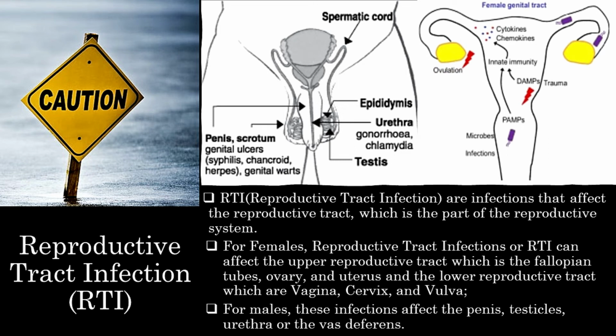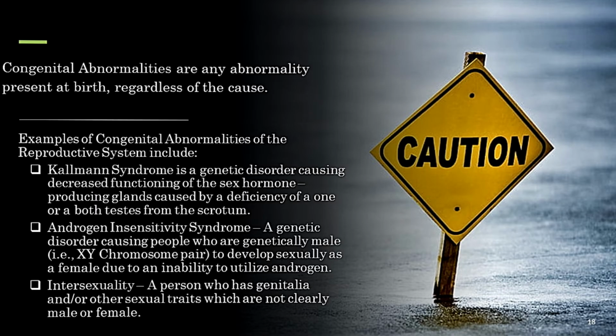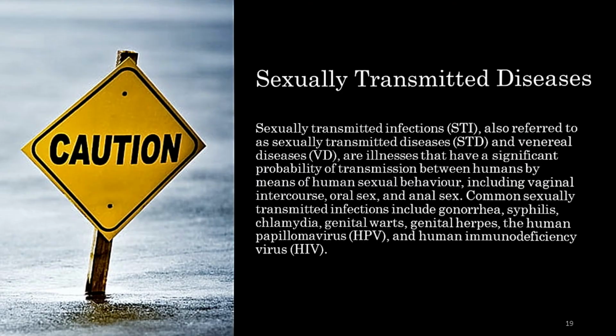Reproductive tract infections are infections that affect the reproductive tract, which is part of the reproductive system. For females, it affects the upper tract and the lower tract. For males, it affects the penis, testicles, urethra, or vas deferens. Congenital abnormalities are any abnormality present at birth, regardless of the cause. Examples can be Kallmann syndrome, androgen insensitivity syndrome, and intersexuality.